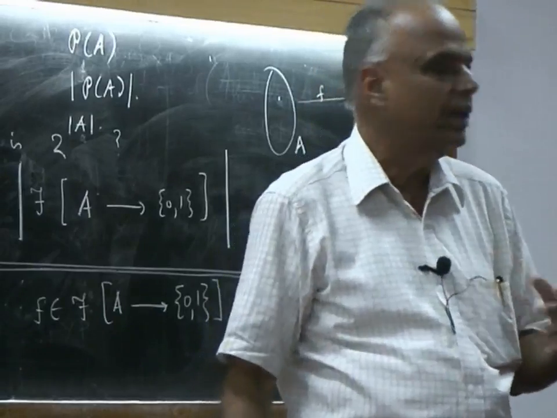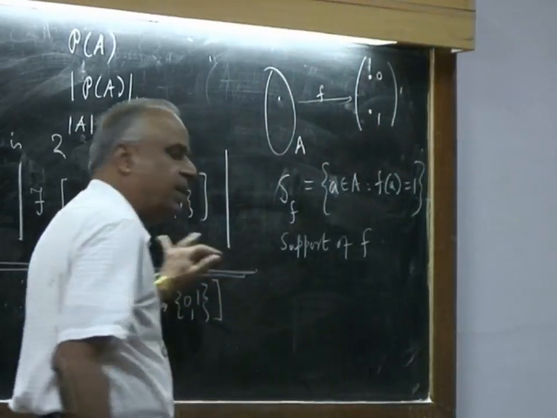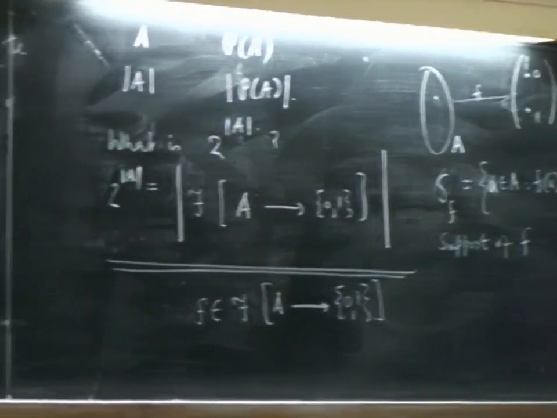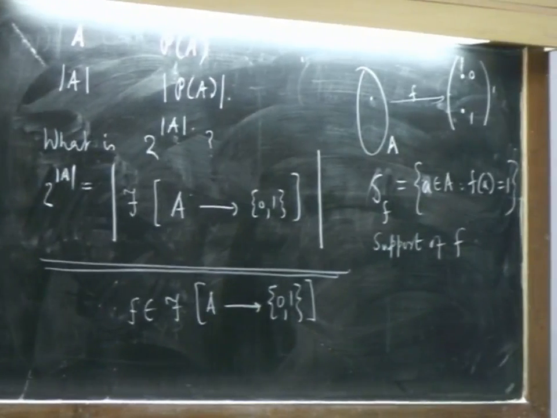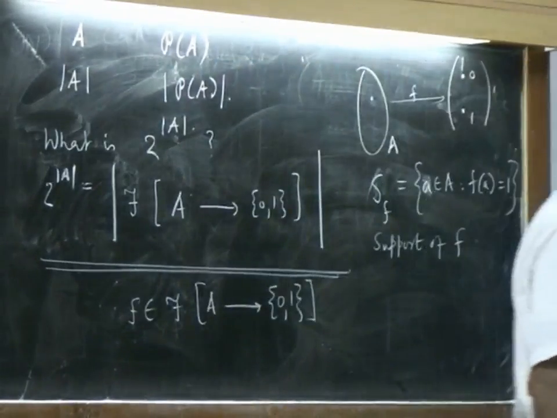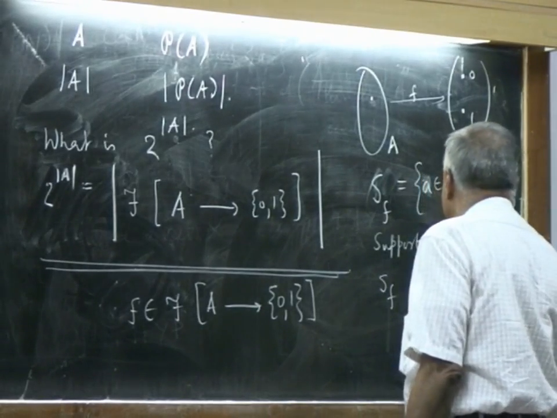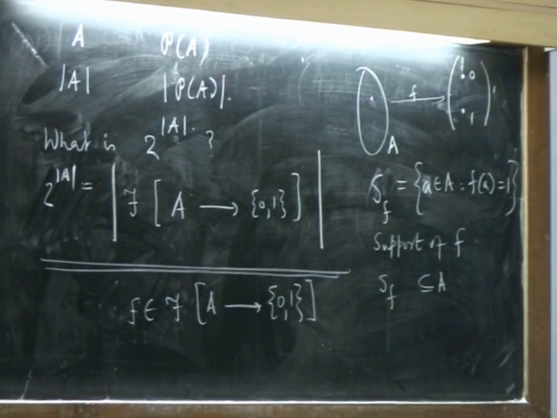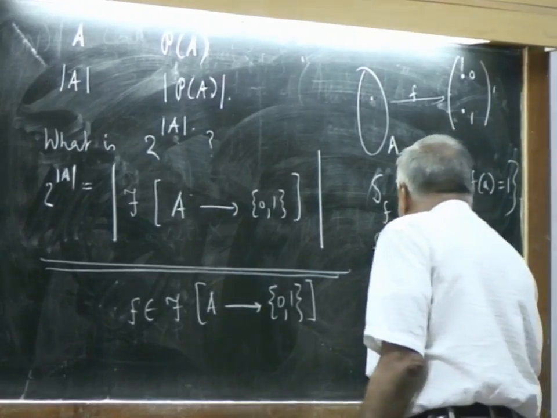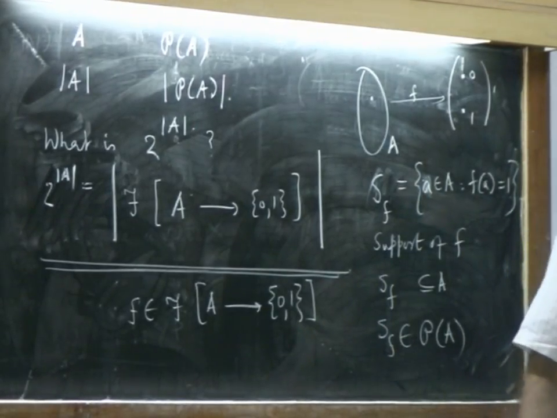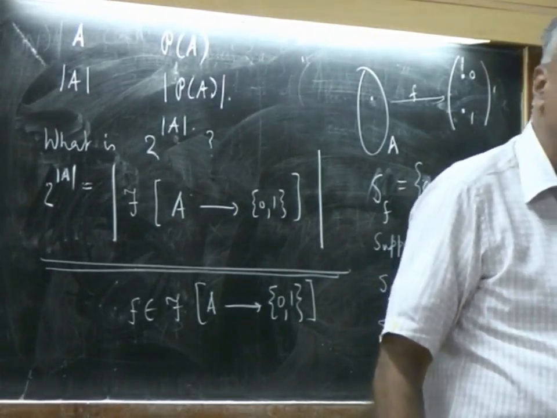So I am going to take any member of this collection, and starting from that member I have constructed a set. The set is all those points of A at which F takes the value 1. Now this S_F is a subset of A because it contains certain elements of A. So therefore S_F is an element of the power set of A. The elements of the power set of A are subsets of A.